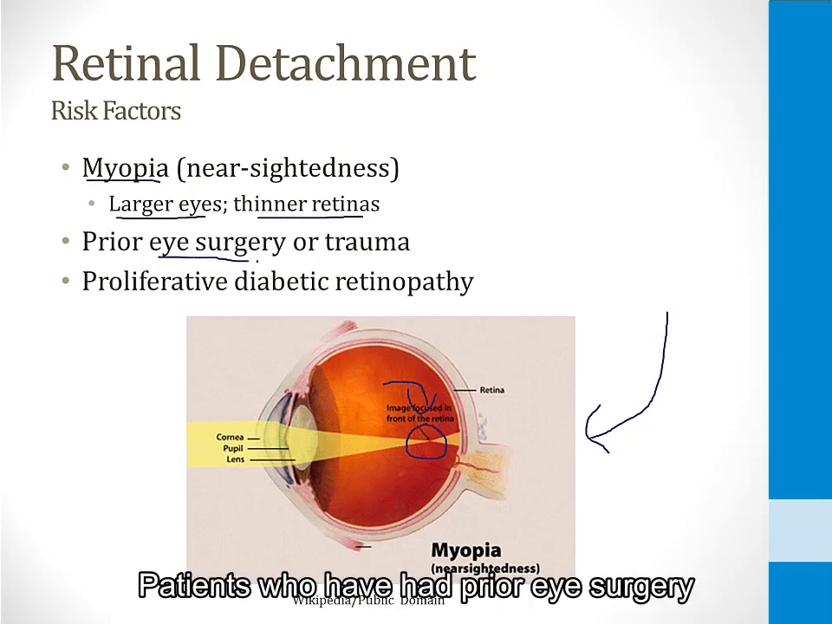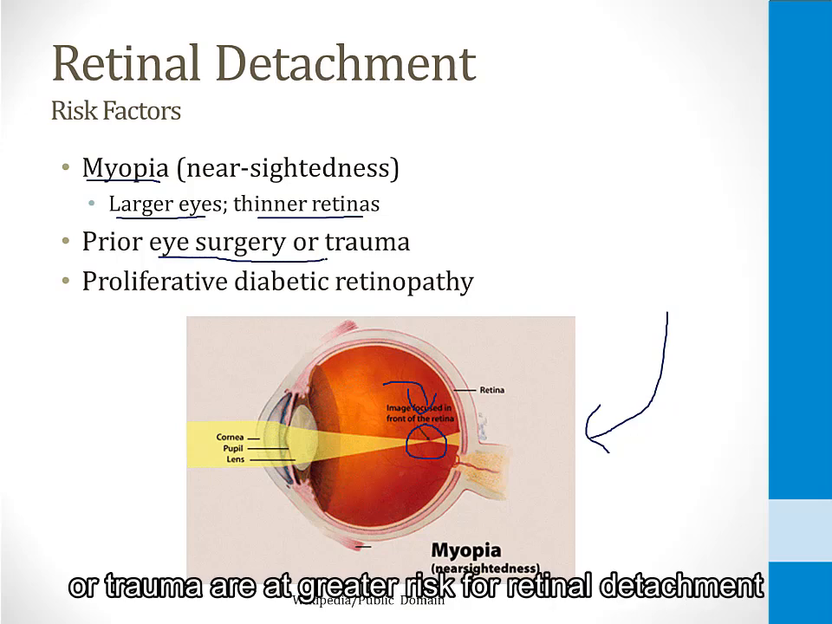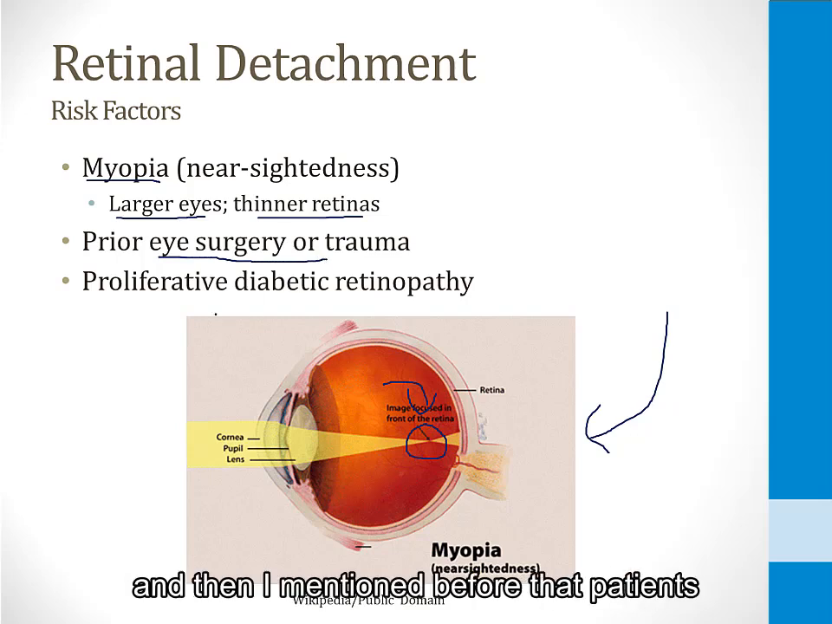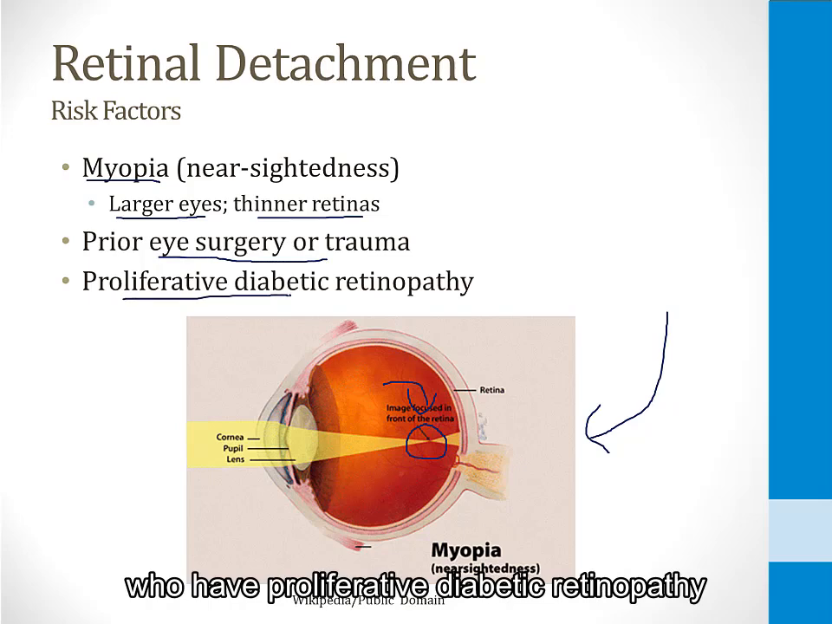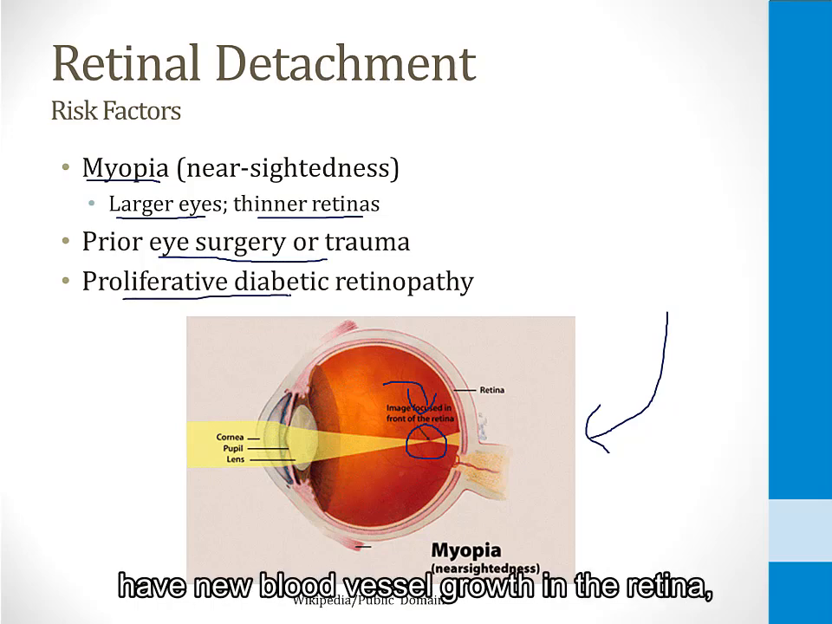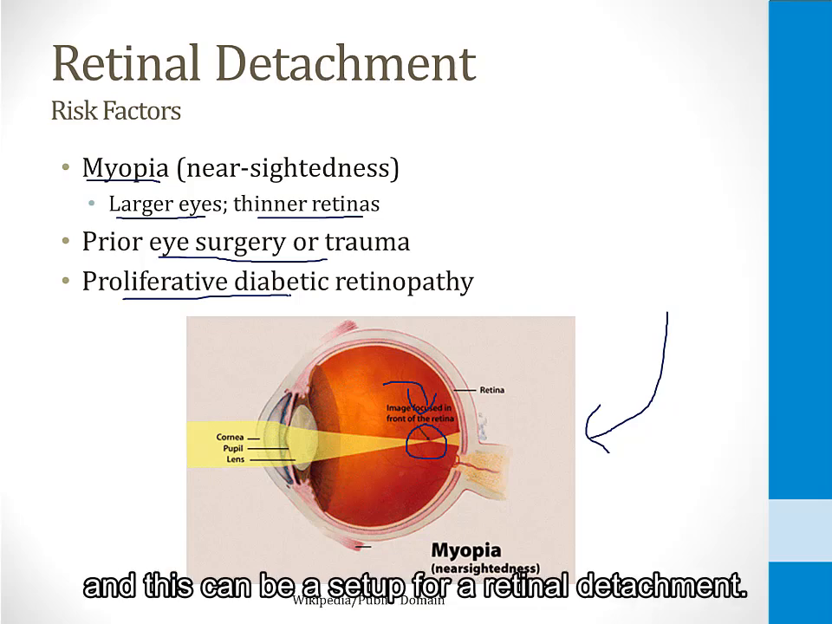Patients who have had prior eye surgery or trauma are at greater risk for retinal detachment. And then I mentioned before that patients who have proliferative diabetic retinopathy have new blood vessel growth in the retina, and this can be a setup for a retinal detachment.